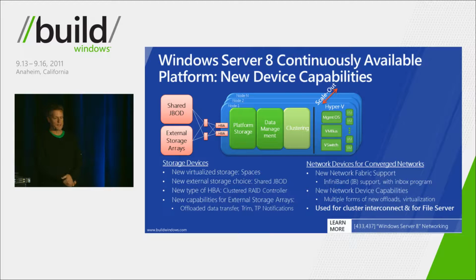And then as you build that out to the right, then I'm going to skip over the Windows components and focus on devices. On the network devices side of things, we have new Fabric support. In Windows 8, we will be supporting InfiniBand as a core device with an inbox program for it. For new network device capabilities, there's several new offloads. I'm not even going to try to go into them right now. I would recommend you look at talks 433 and 437. They walk through them in much greater depth.